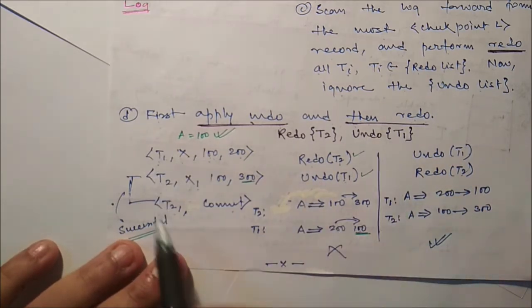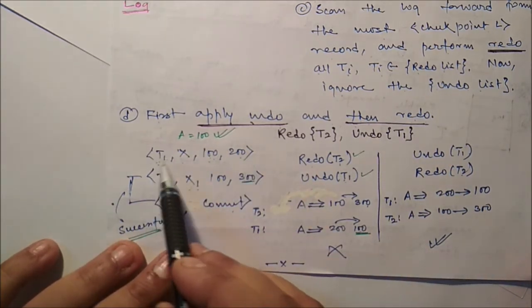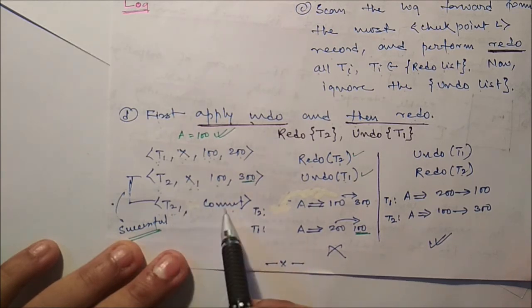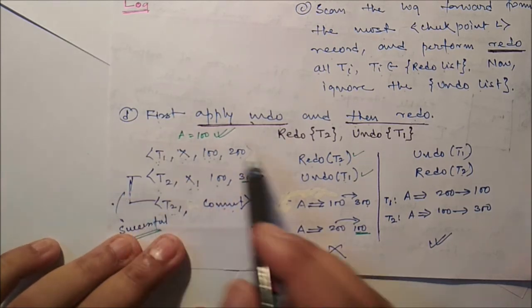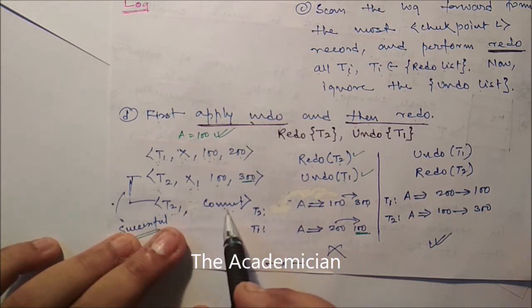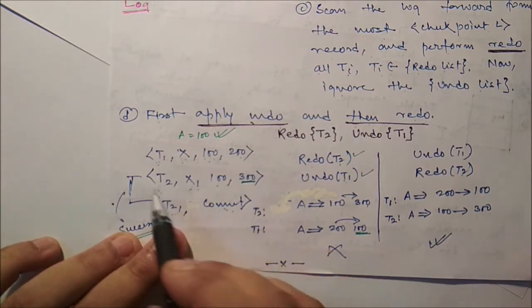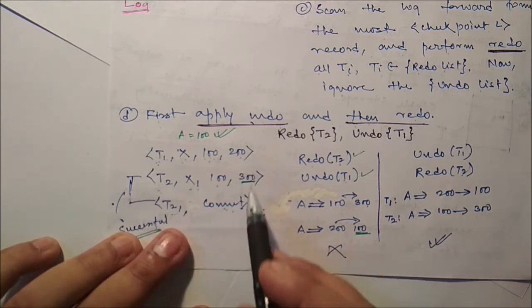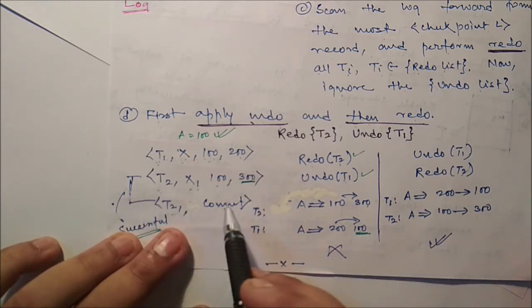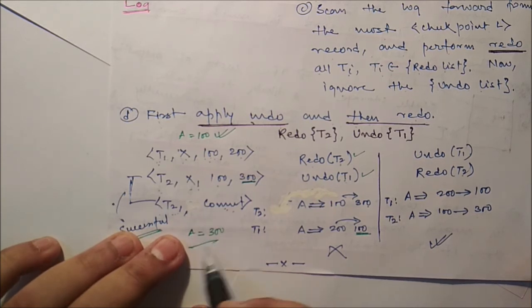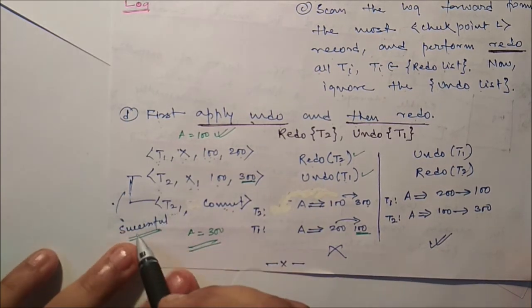Now we can see this particular transaction. T1: x 100 to 200. T2: x 100 to 300. T2 commits. Now if T2 commits, what would the final value of x be? It is 300, because T2 successfully completed its transaction. So the final value should be 300, because this particular transaction is successful.